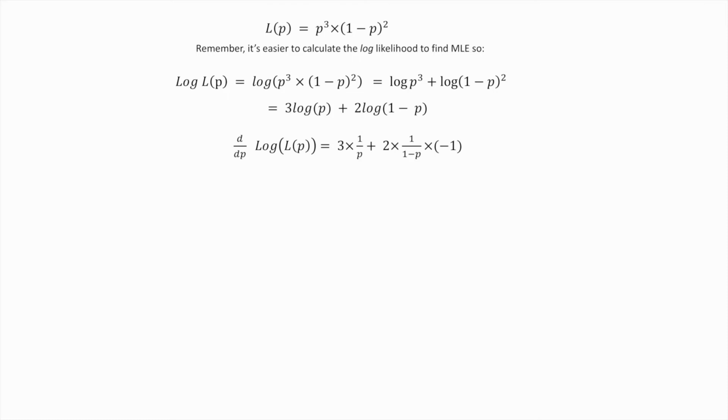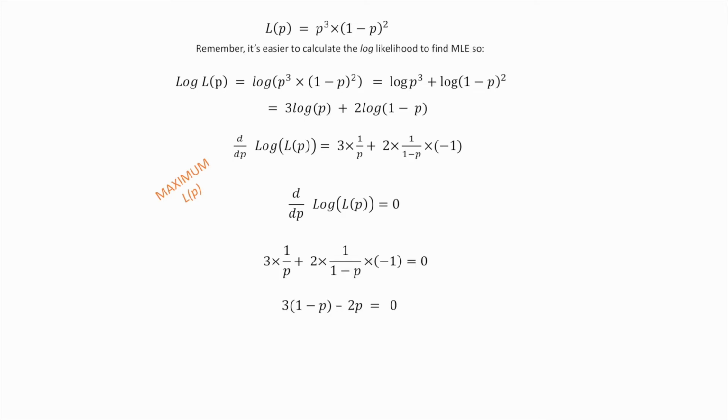This is equal to 3 times 1 over p plus 2 times 1 over (1 minus p) times minus 1 by the chain rule. Alrighty, we need to find the maximum, so we need to set the derivative equal to 0 and solve the equation. So that means that 3 times (1 minus p) minus 2p is equal to 0, which says that p is equal to 3 over 5, and voila! We have calculated the optimal parameter p using MLE.